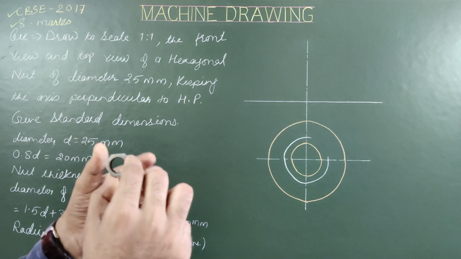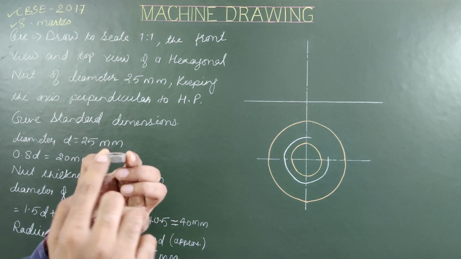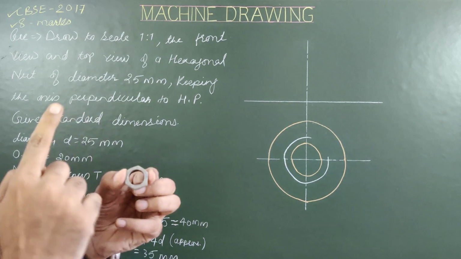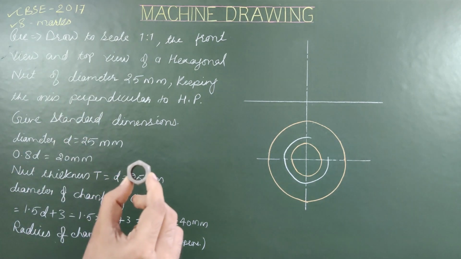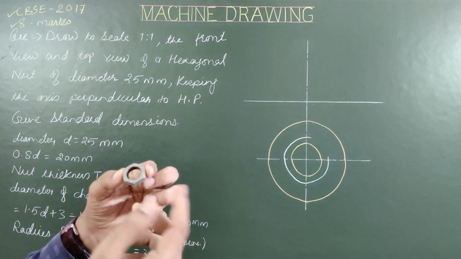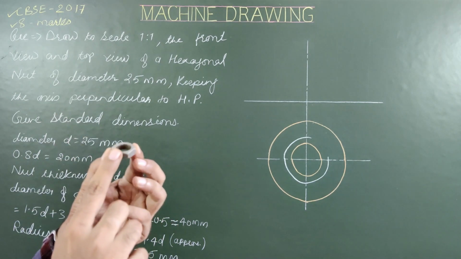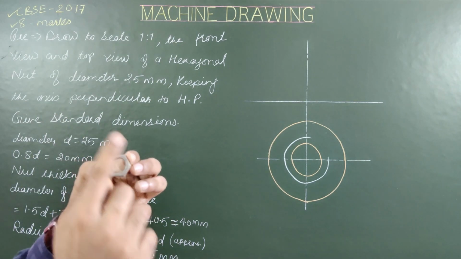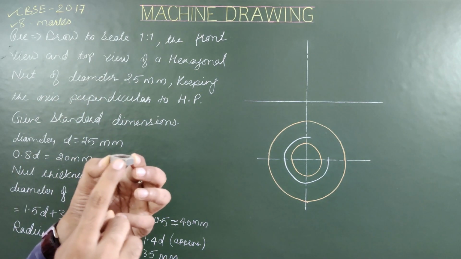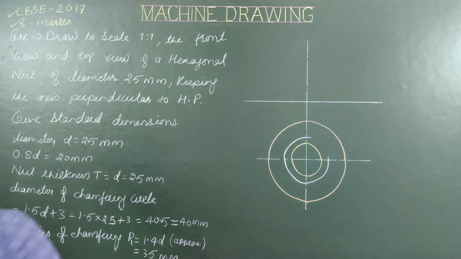And if you assume something like this, it means these two faces are equally inclined to VP, or these two faces are perpendicular to VP. Then the top view will be something like this. So both are correct. It's up to you. For construction, we are assuming something like this. In this case, these two sides are parallel to XY or parallel to VP, and from the front you will be able to see these three faces: first face, second face, and third face.